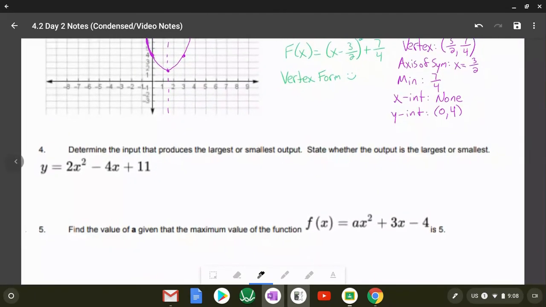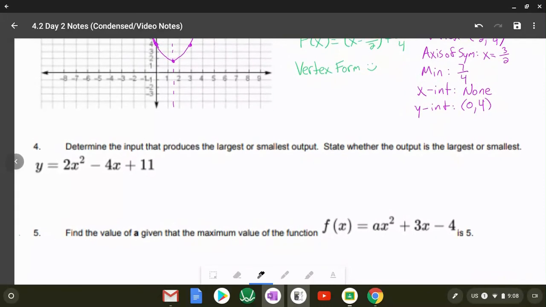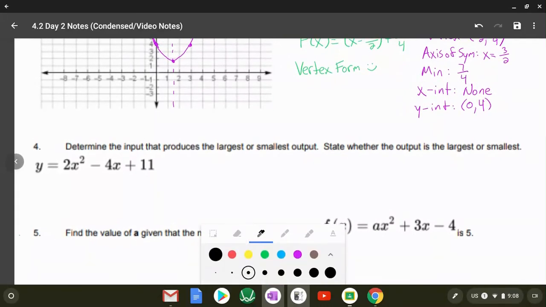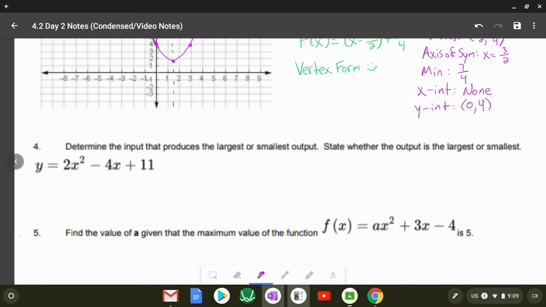For number 4, it's asking us to determine the input that produces the largest or smallest output. Say whether the output is the largest or the smallest. What it's asking for here is the vertex, right? If it's talking about the largest, that's going to be a maximum at the high point. If it's the smallest, that's going to be a minimum at the low point.